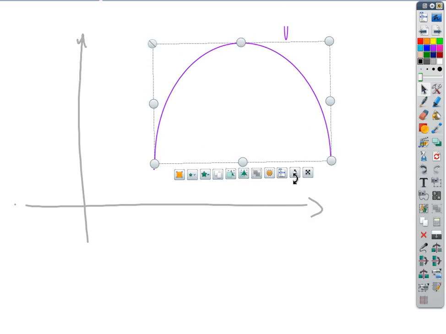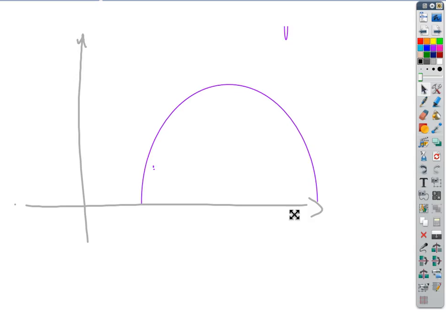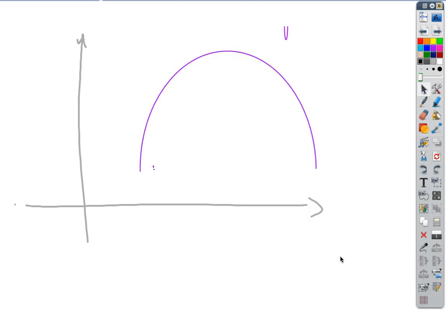Okay. The other thing I can do is change two more numbers to determine where this thing is located horizontally and where it's located vertically. And once again, it goes forever, but I just can't draw it forever, right? So that's coming up next year.